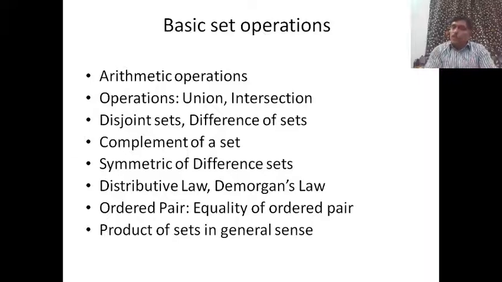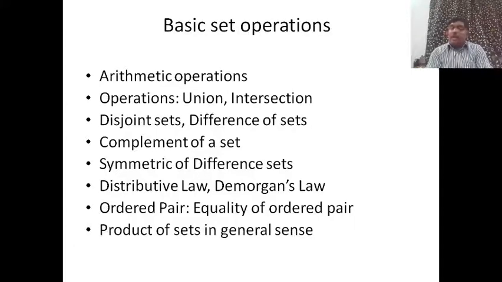Distributive laws. There are two types of distributive laws, under the union and intersection. A union of B intersection C can be written as A union B intersection A union C. In exactly a similar way we can make the other one in the distributive laws. De Morgan's law means the union of all A_n, n running from 1 to infinity, complement. If you take a complement, then union becomes intersection, and intersection becomes union.